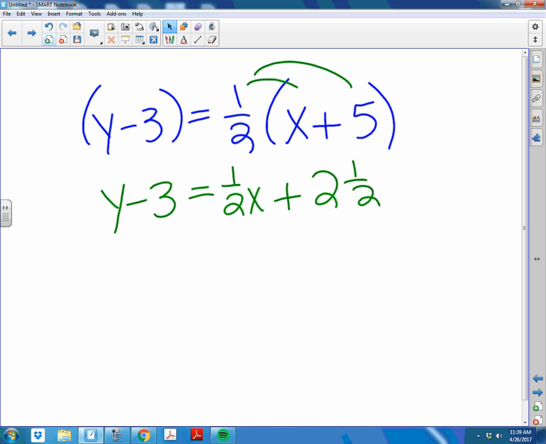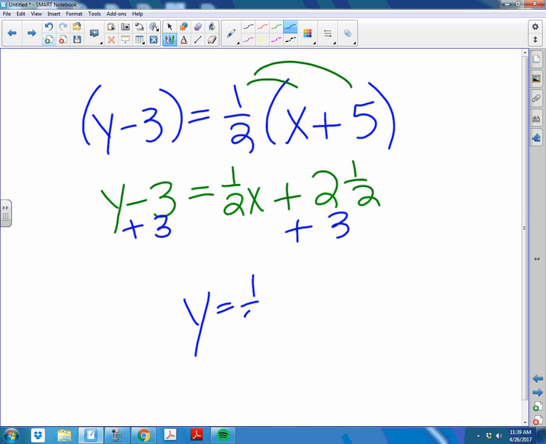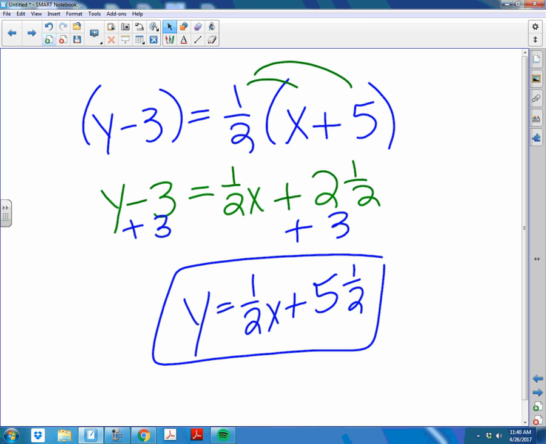And then the last step to get it in slope-intercept form would be to do what? Christopher, what would be the last step to get it in slope-intercept form? Add 3. Add 3 to both sides. Now, you cannot add 3 to the x guy because they're not like terms. So you end up with y equals 1/2 x plus 5 1/2. Now, any questions on how I got that?